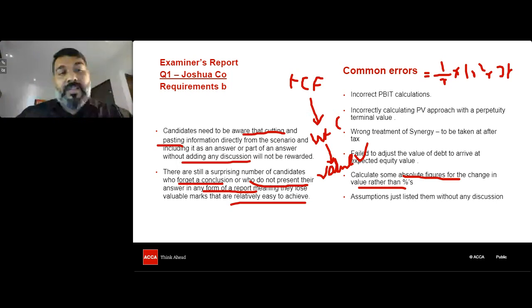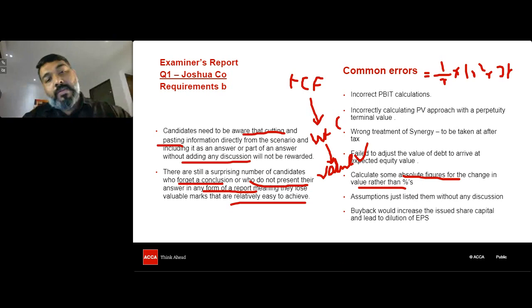There were several cases where students wrote that the EPS will decrease. The number of shares is decreasing, and whenever the number of shares decreases, what happens? The EPS is going to increase. So this was another thing. The students had wrongly mentioned that buyback increases share capital and leads to lower EPS. It's the other way around: buyback is going to reduce the share capital and increase the EPS. So please ensure you have proper technical knowledge when you come to answering questions like these.